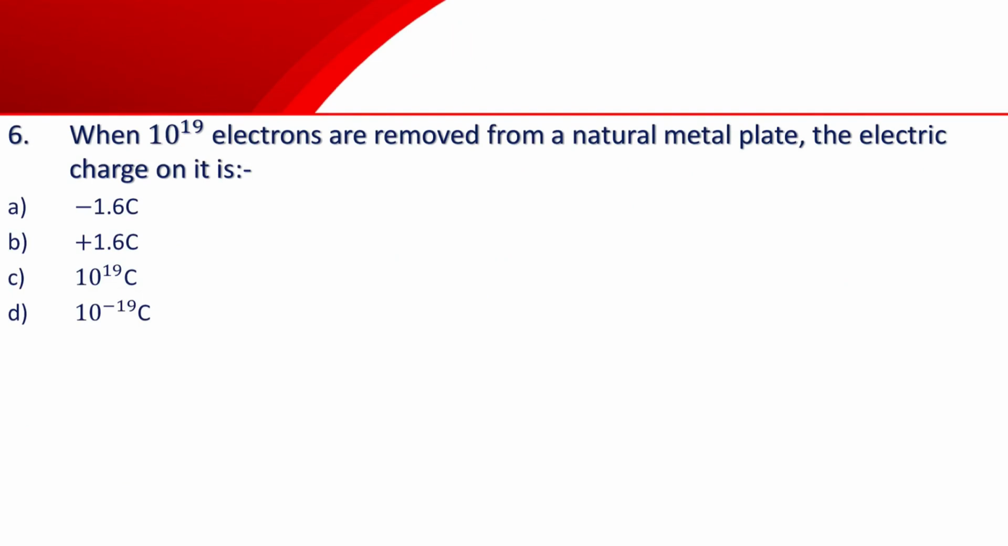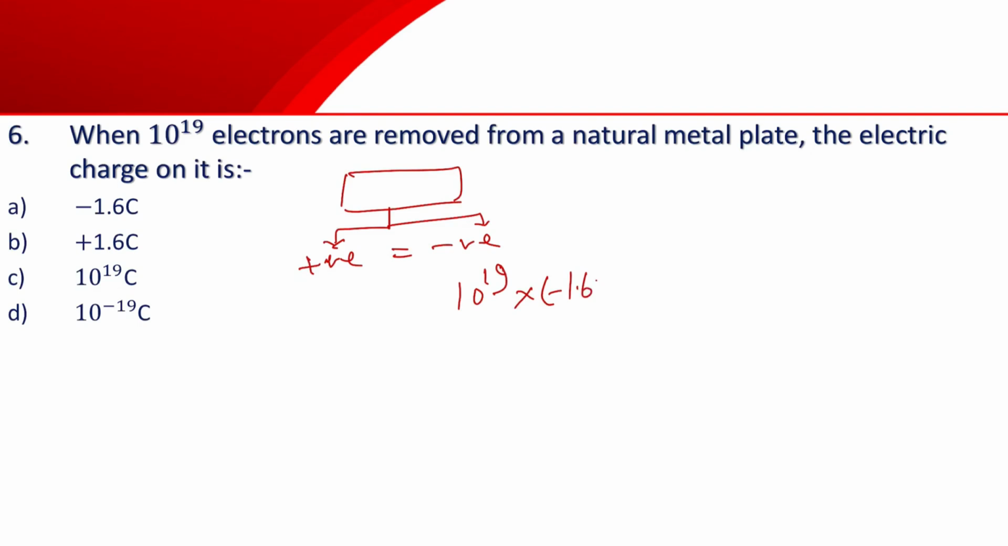Okay. Next question is, when 10 to the power 19 electrons are removed from a neutral metal plate, what is the electric charge on it? This is the neutral metal plate. Neutral metal plate means it contains positive charge and the same amount of negative charge also, and negative charge is contributed by electrons. So how many electrons are removed? 10 raised to the 19 electrons are removed. That contains how much charge? Minus 1.6 into 10 raised to the minus 19 coulomb total charge. This much amount is removed.